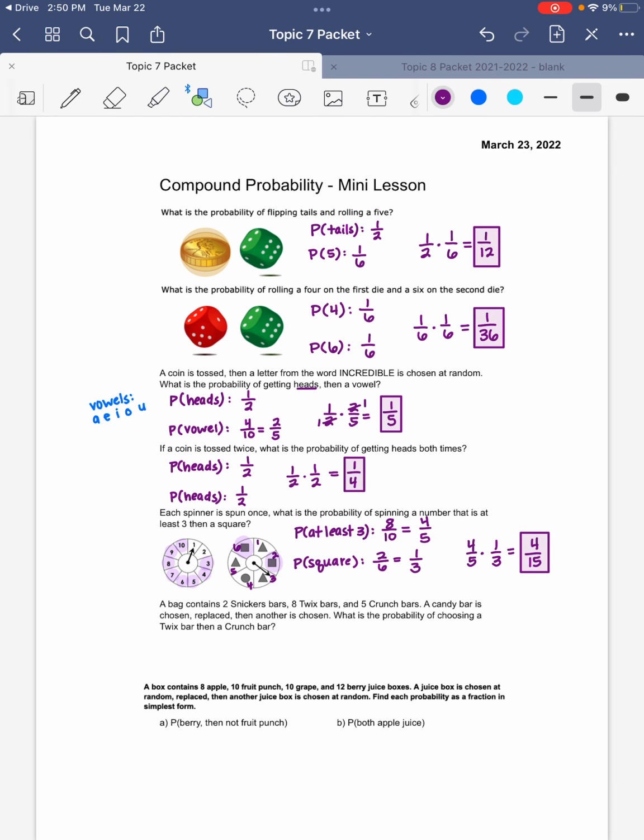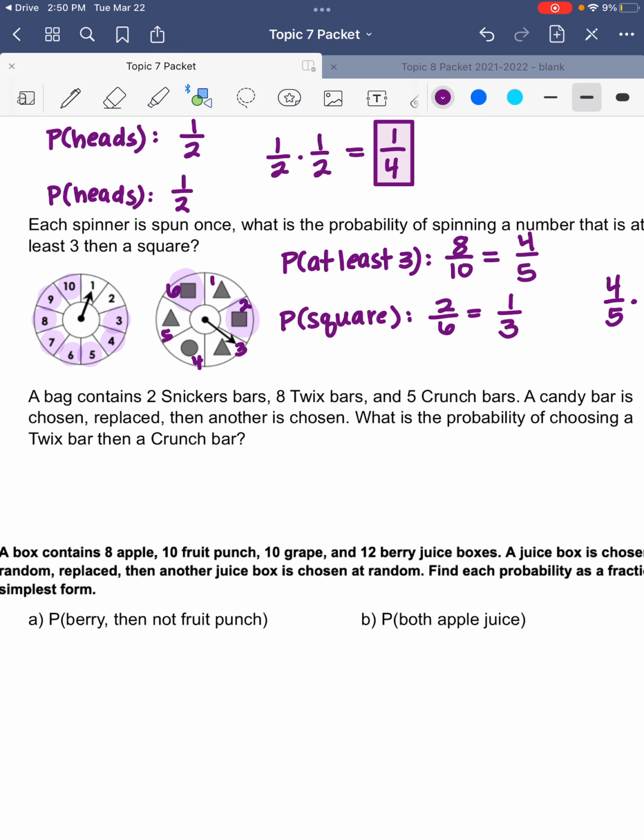Okay, we've got 2 more. A bag contains 2 Snickers bars, 8 Twix bars, and 5 Crunch bars. A candy bar is chosen, replaced, then another bar is chosen. What is the probability of choosing a Twix bar and then a Crunch bar?